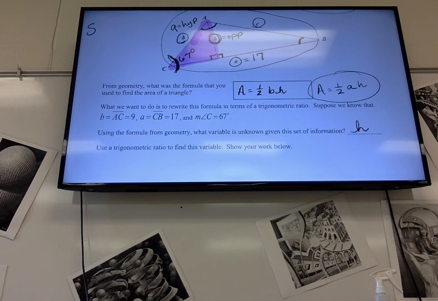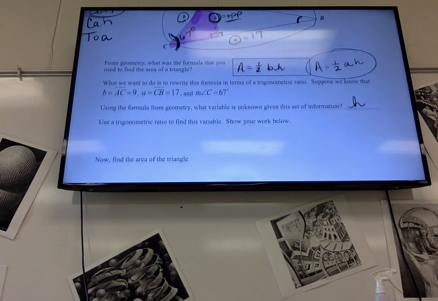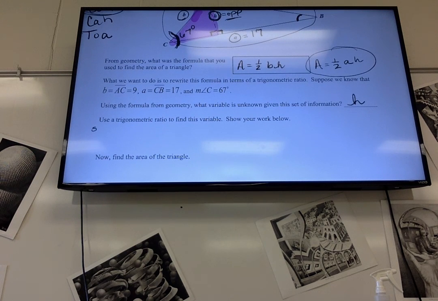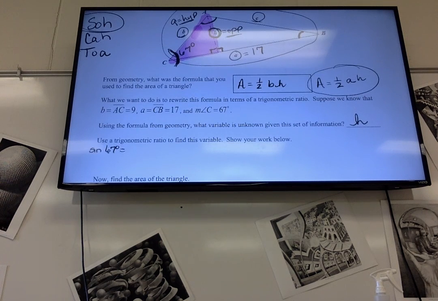So thinking back to the old mnemonic, SOH CAH TOA, which trig function uses opposite and hypotenuse? Sine. So SOH, opposite hypotenuse. So S is sine. So I would write that as the sine of 67 degrees equals what over what? Opposite over hypotenuse. And which side's the opposite? h over 9. Good.